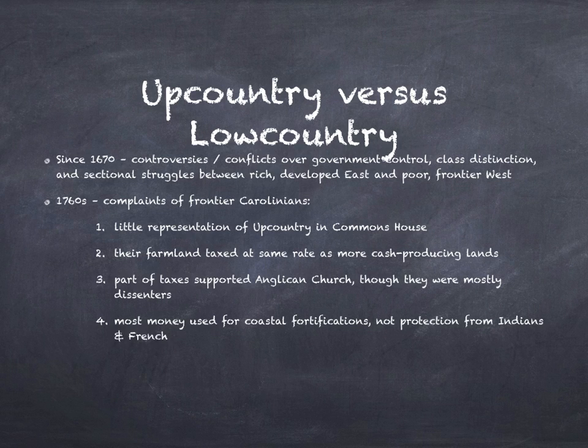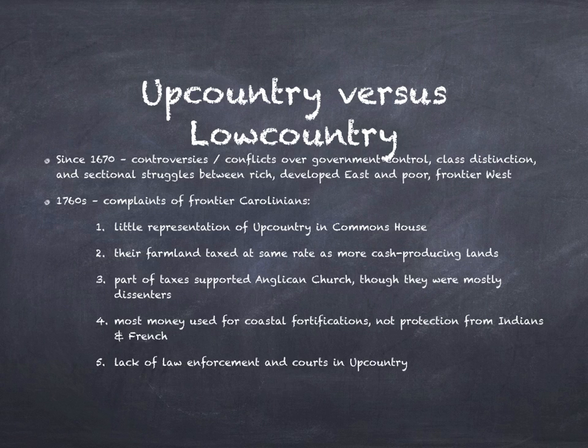Fourth problem, most of the money was being used for coastal fortifications, not protection for them from Indians and the French. So the people in the Low Country are building fortifications along the coast in case they get attacked by sea from the Spanish or the French, but they're not building any kind of forts to protect the people living in the upcountry from an Indian attack or the French if they decide to attack. So it's really unfair, again, when you look at it from the upcountry's point of view.